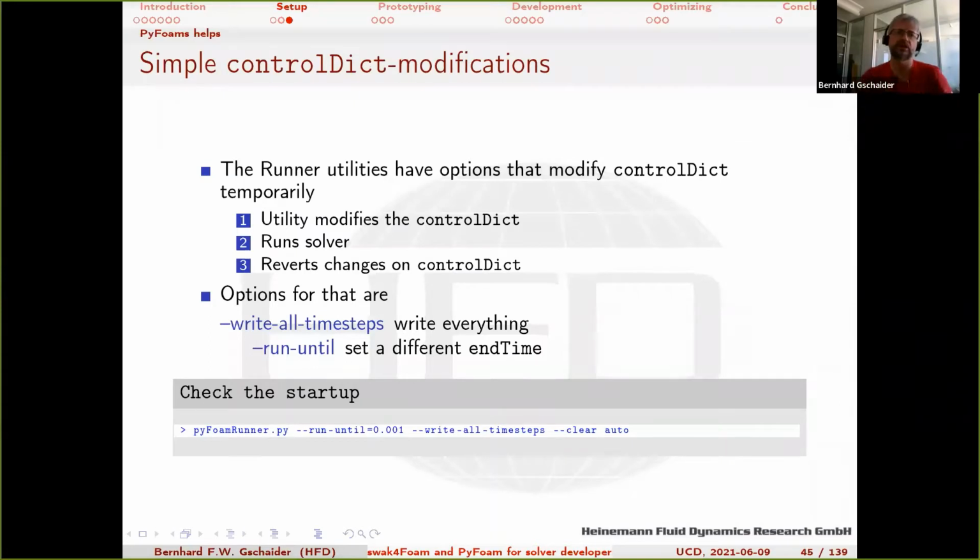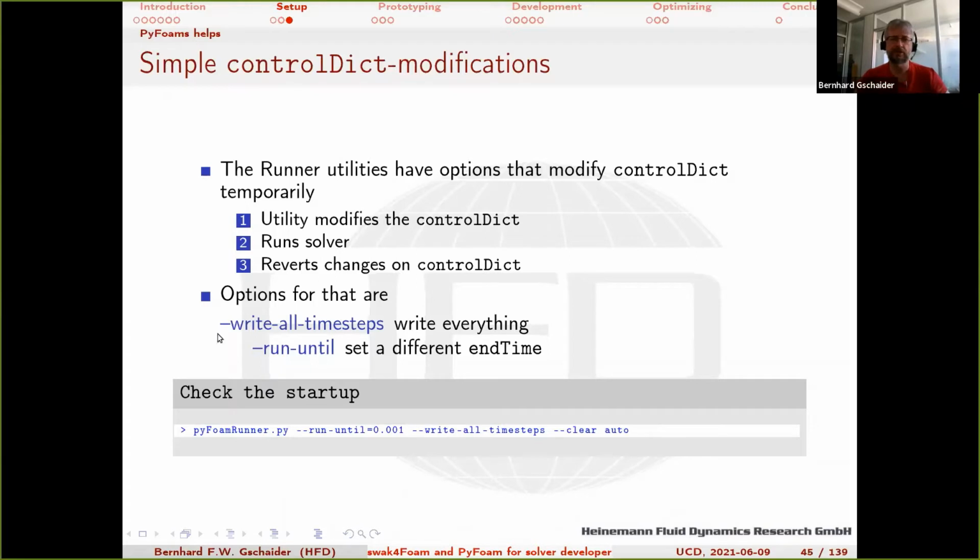And also what PyFoam does is some simple controlDict modifications. Basically, it modifies the controlDict, then it runs the solver, and once the solver has finished, it reverts the changes. The advantage is that you don't have to edit controlDict yourself and then forget that you edited it, and suddenly wonder why it's filling up your disk with loads of data.